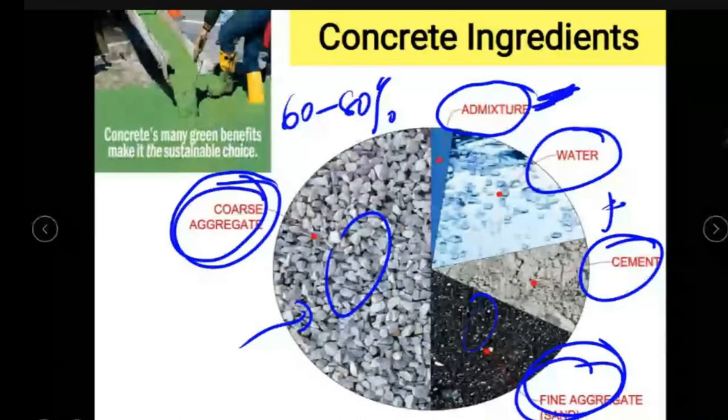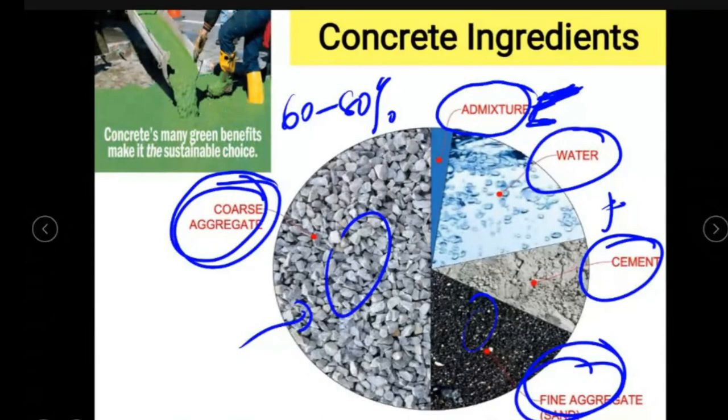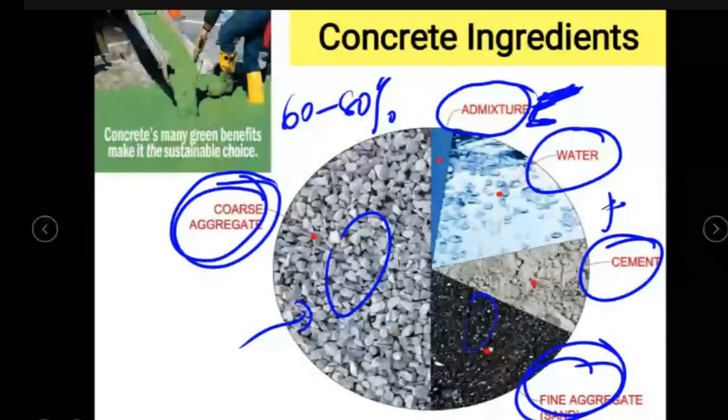So there are admixtures. In the market right now, there are lots of types of admixtures. We have the most famous one, which is the superplasticizer. And we also have the set retarder, set accelerator, air entraining agent, and so on and so forth. We will talk about that later on.